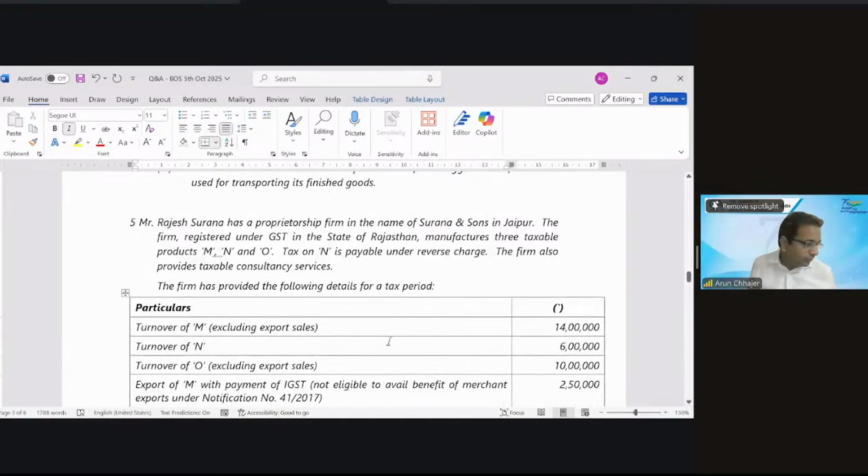Again, let's take one more bigger example. Rajesh has a proprietorship firm in Jaipur. The firm is registered under GST in the state of Rajasthan, making three taxable supplies: product M, product N, product O. Tax on N is payable under reverse charge. The firm also provides taxable consultancy services.